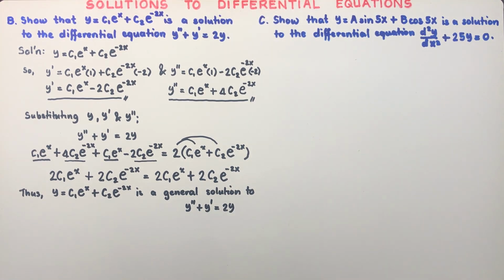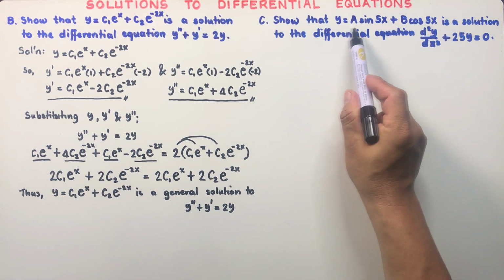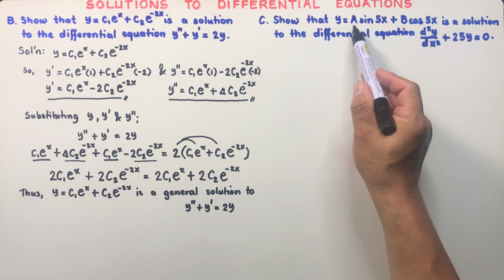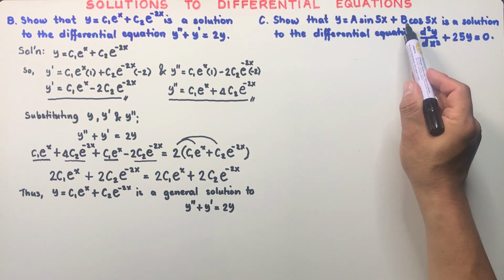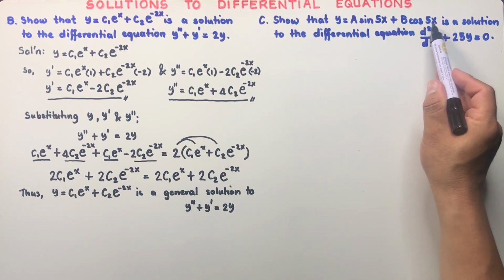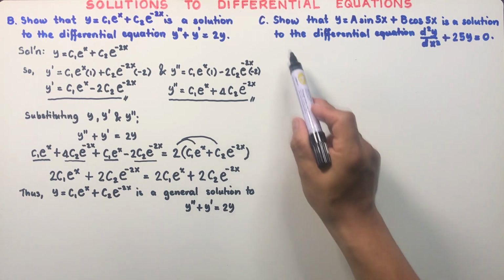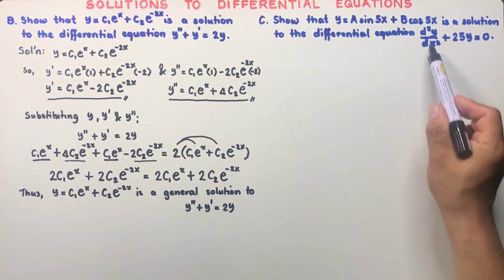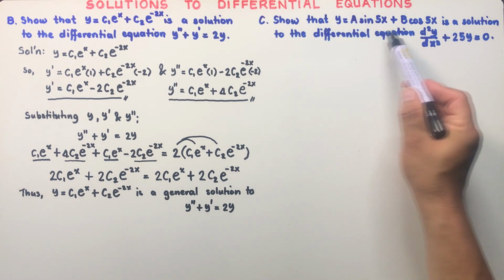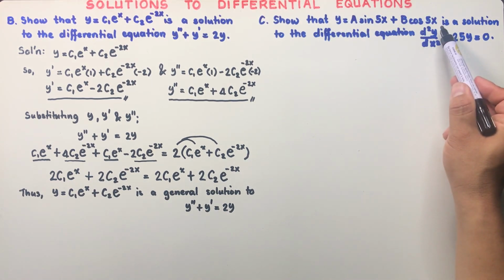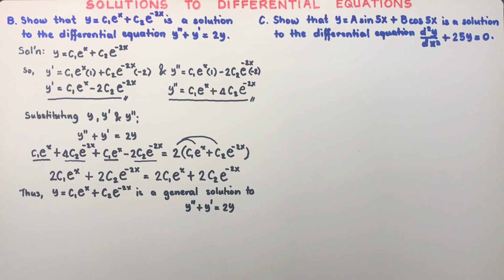Now let's proceed to this second example here. Show that y, which is equal to the arbitrary constant a times sine 5x plus another arbitrary constant b times cosine 5x is a solution to the differential equation, the second derivative of y with respect to x plus 25y equals 0. So how do you show that this y function is a solution to this differential equation?